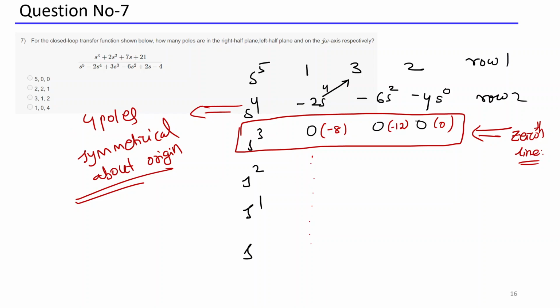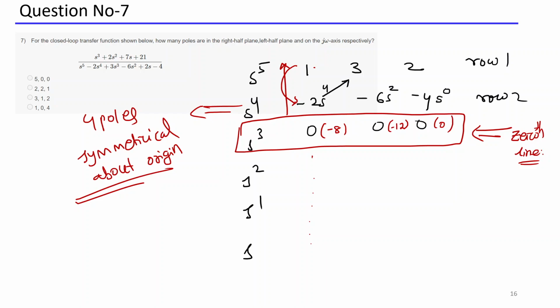Now, what you told, sir, I am asking you that below this 0th line, whatever I'm showing on my screen, how many number of sign changes are there from this coefficient to this coefficient? Is there any sign change or no sign change? Sir, here above the 0 line there is one sign change, from positive to negative. So here I can say that one pole should lie on the right hand side.